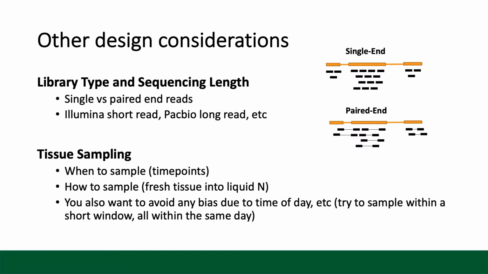So the correct way to do it is to take that tissue and immediately put it into liquid nitrogen to freeze it. Because if you don't do that and you say take your sample and then run it up to your lab and put it in the freezer, there could be lots of expression differences that are occurring in that small amount of time that will influence the results of your experiment.